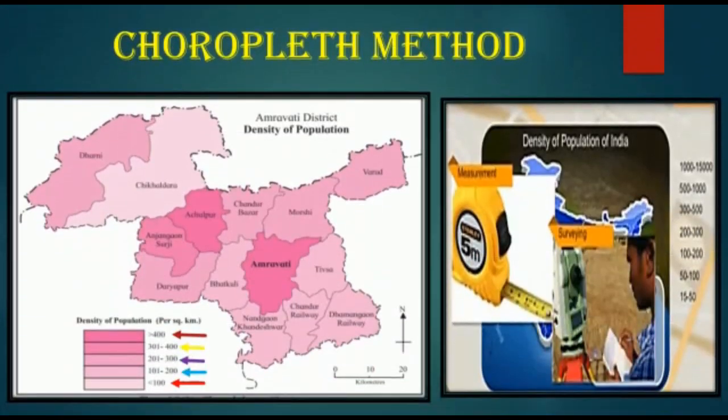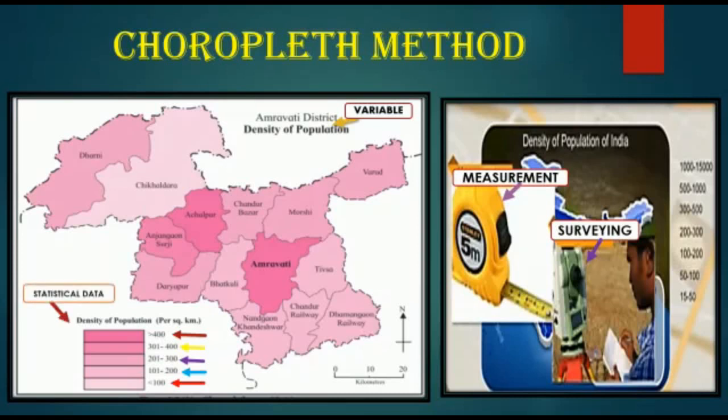Let's take more information about the choropleth method map. As you all know, the statistical data used for this variable is obtained through various processes such as measurement and surveying. So, in this given map, density of population is a variable. As you can see in the map, density of population per square kilometer is the statistical data. In this map, the smallest and the largest values of the given data in a region are taken into consideration.